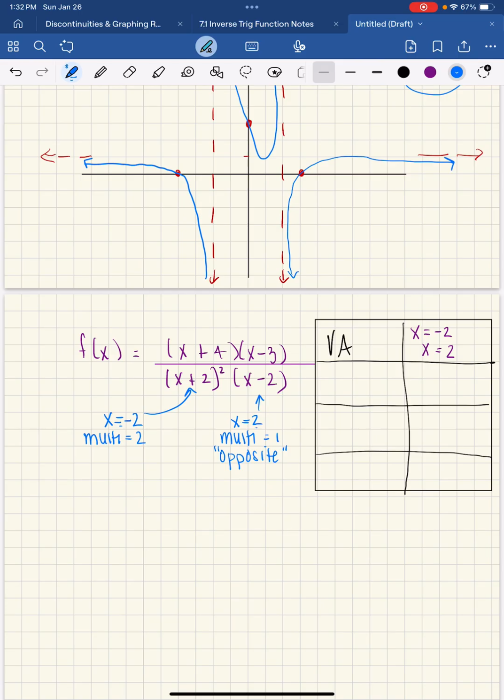My graph is going to go opposite directions on either side of the asymptote. And when the multiplicity is 2, instead of bounce, you can call it bounce if you would like, but our graph is going to go the same direction. What does that mean? Patience, I will show you.